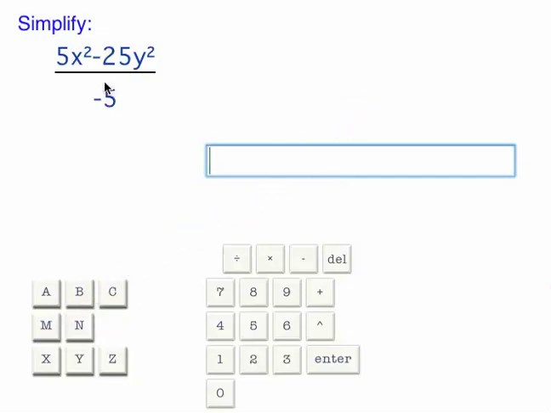Alright, this is a little bit more complex. I'm going to use that same trick. I'm going to just copy. So 5 goes into negative 5, negative 1 time. So I'm just going to put a negative here, and 5 goes into negative 25 plus 5 times. And there we go.